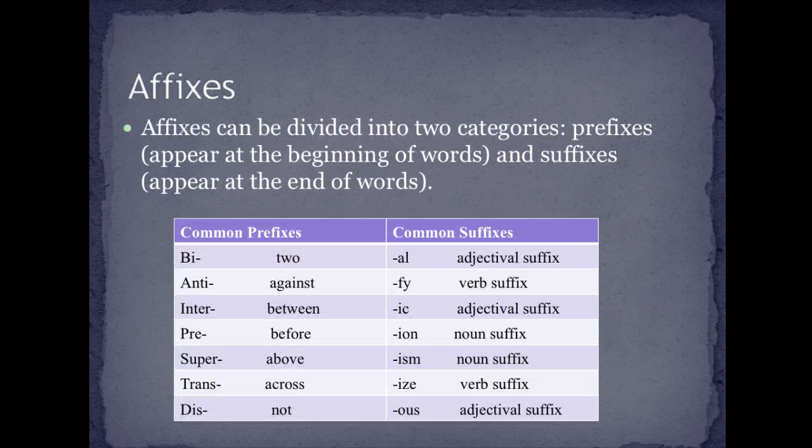So affixes can be divided into two categories. Prefixes, which appear at the beginning of words, and suffixes, which appear at the end of words. And this might be review for a lot of you, and that's okay. So we're all just going to get on the same page with our affixes and our root words. Here are some common prefixes that you probably already know. Bi means two, anti means against, etc. Those types of things go at the beginning of words, whereas suffixes go at the end of words, and they have different meanings. So, al means adjectival suffix, etc.